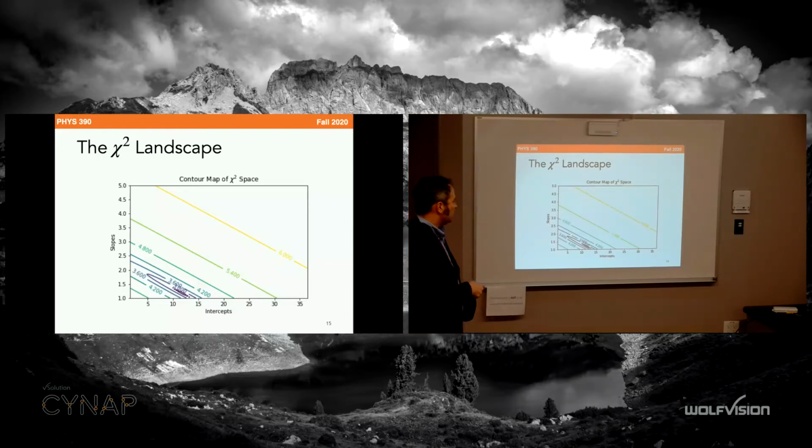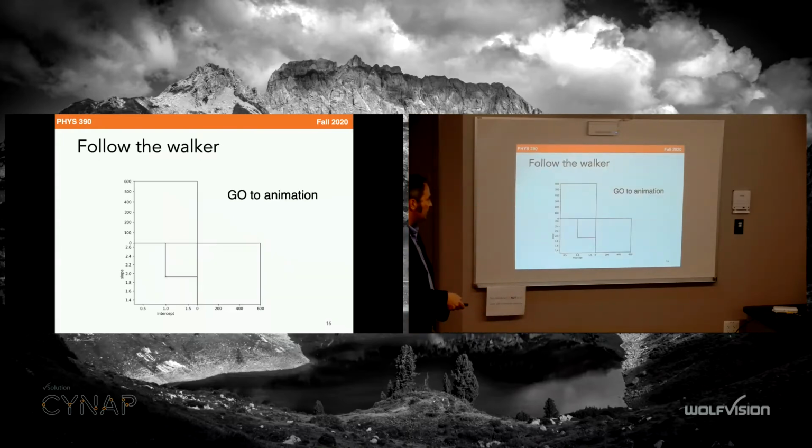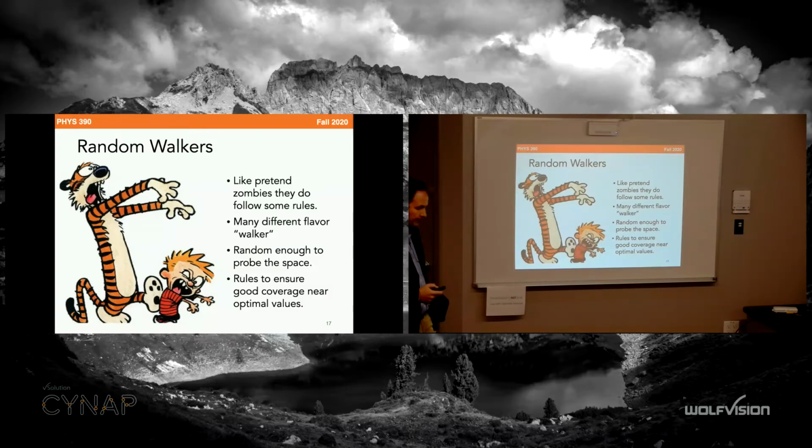Also, note that we didn't have to give a range here. You just start walking around. Unless there was a prior that said not below this, you can just start walking around, and you won't spend time far away. You just spend most of your time where the low values are. The random walkers, pretend they're zombies who follow the rules.